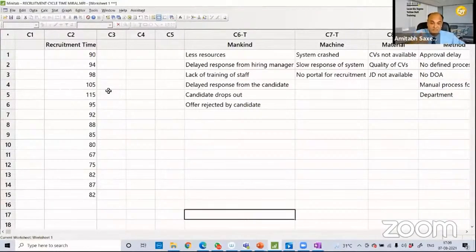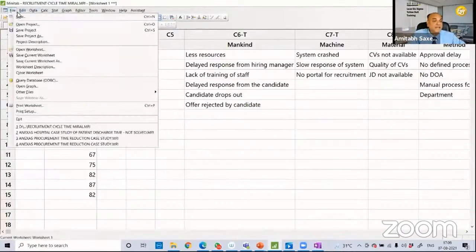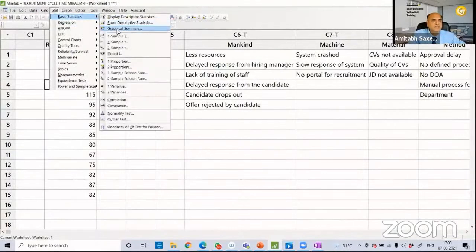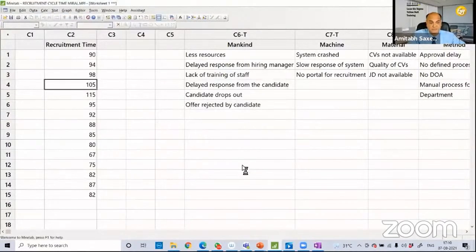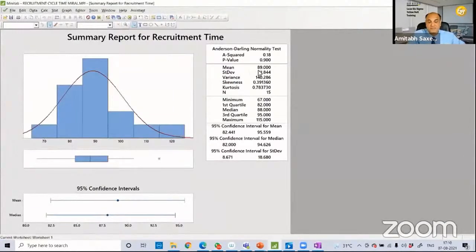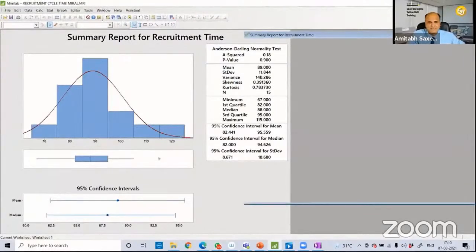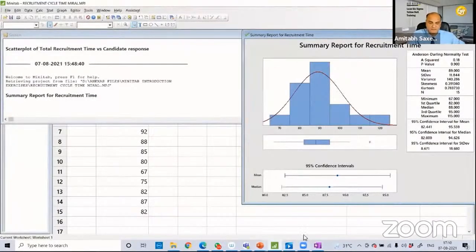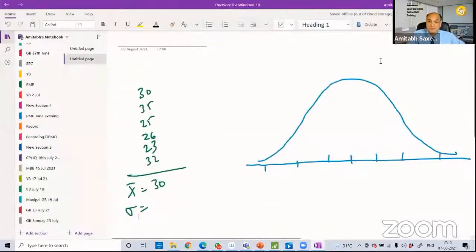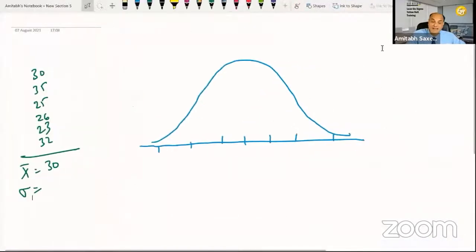So in green belt, we give you this software, and this is Minitab software. You can also download a demo version if you want from minitab.com. And here I can very easily calculate the average and standard deviation. So the average of this recruitment time in this company is 89, around 90 days. And the standard deviation is around 11 days. So don't worry about how to calculate. Nowadays, you don't have to calculate anything. You have to be able to apply those tools and techniques to your advantage.